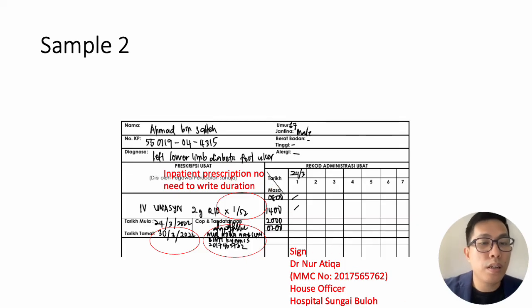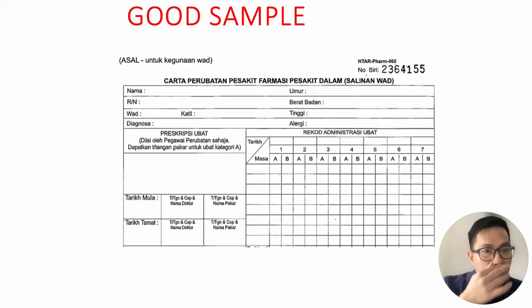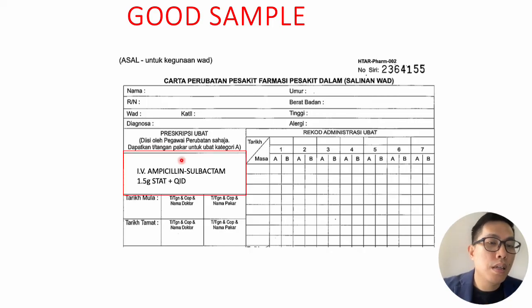Your signature has to include all this. Good sample. Unicin is IV ampicillin, sulbactam, 1.5 gram stat, and QID. Of course you have to fill in the details. Students may not know that Unicin is IV ampicillin and sulbactam. So when you go to do ward work, please have a look at the common antibiotics and what their generic names are. You don't have to memorize everything, but at least try to familiarize yourself.